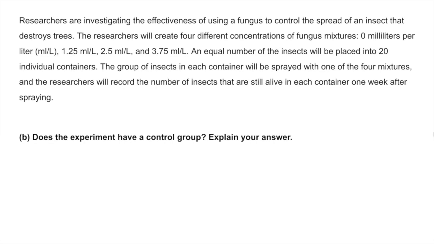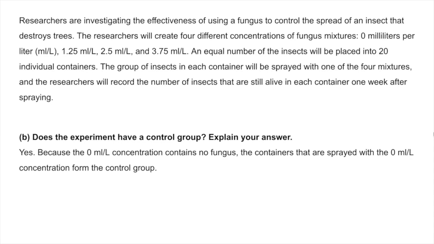So, on to B. Does the experiment have a control group? Explain your answer. So, yes. There is a control group because the 0 milliliters per liter concentration contains no fungus. So basically we're going to be putting insects into an environment that has no concentration, and we're just going to see how many are alive after that. That will be our basis for this experiment.